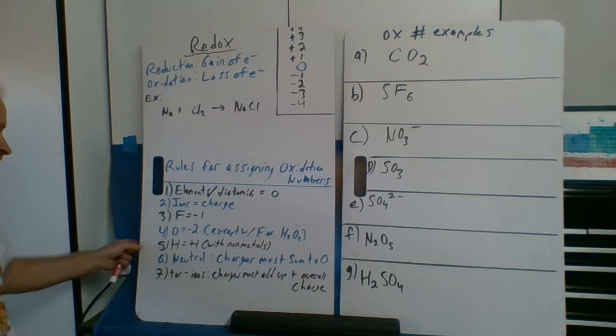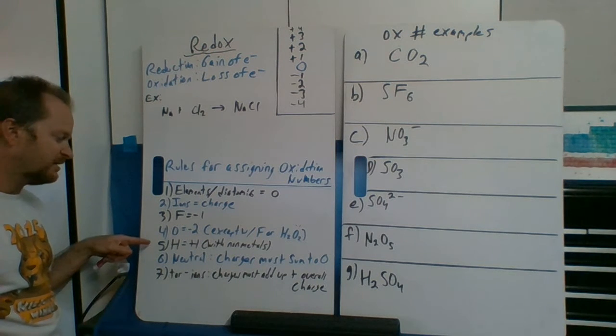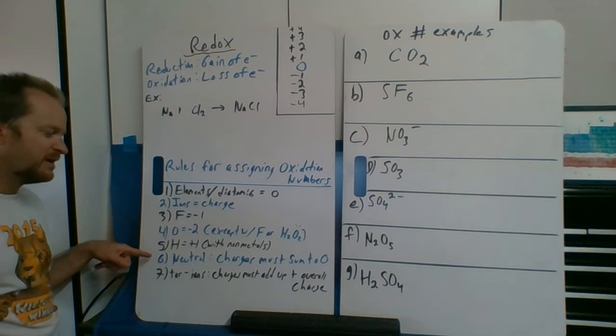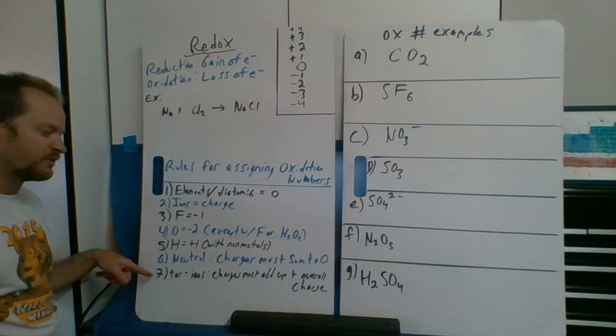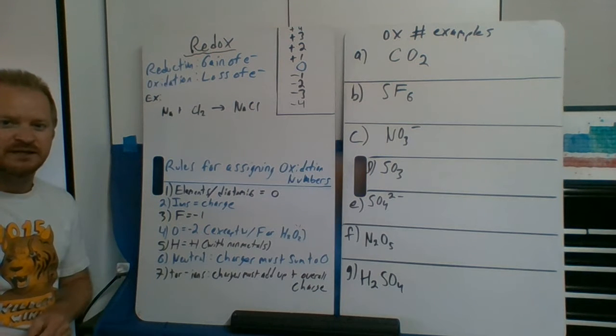Okay, and then H+ is usually +1 if it's with another non-metal. And then if a compound is neutral, its charges must add up to 0. And then if you have an ion that has a positive or negative charge overall, all the charges must add up to whatever that overall charge is.